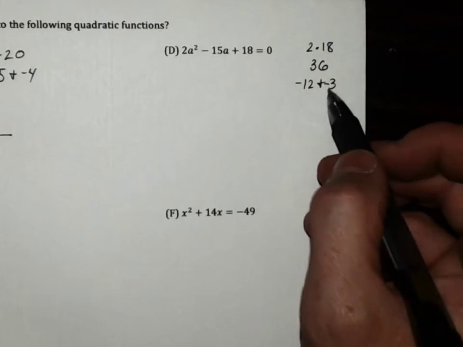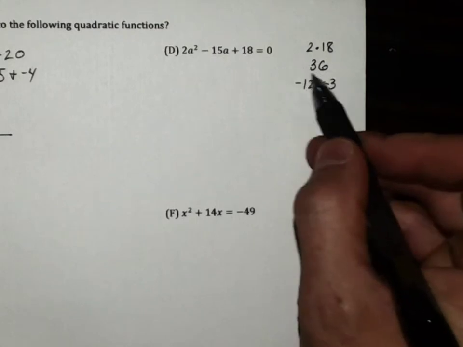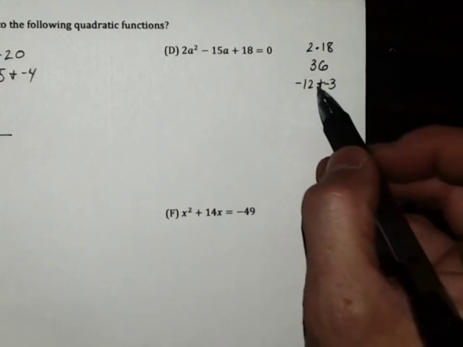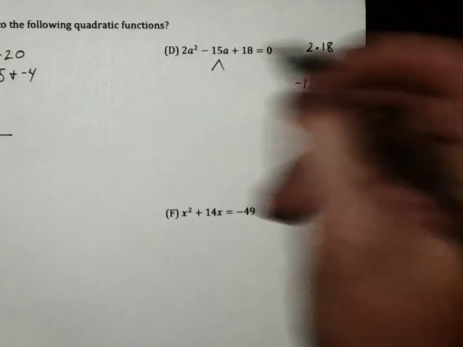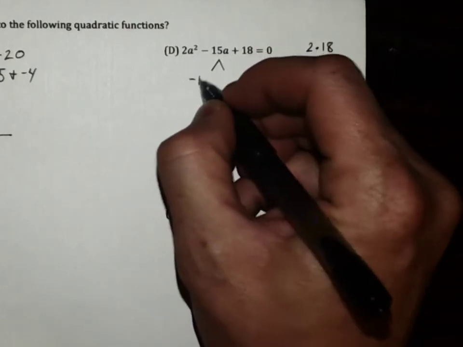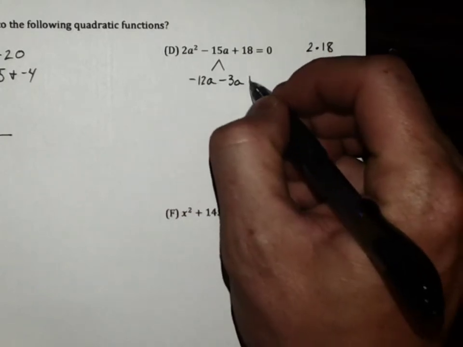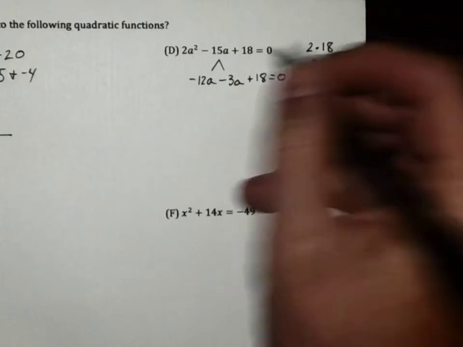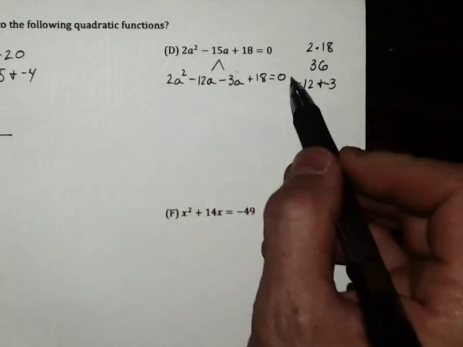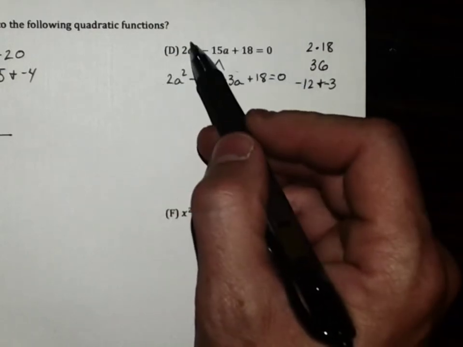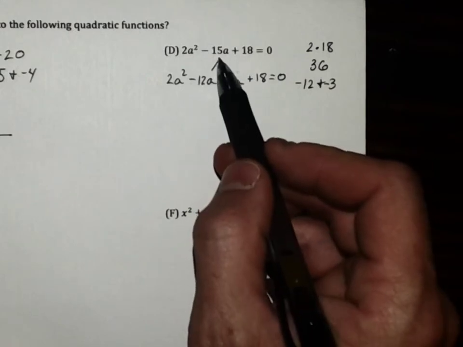-12 and -3. They have to multiply to be a positive. A negative times a negative is a positive 36, but a negative plus a negative is a -15. So I split my middle term into -12a and -3a. I bring down the 18, I bring down the 0, and I bring down the 2a squared. So this statement is equal to this statement. These two terms can combine together to equal -15a.